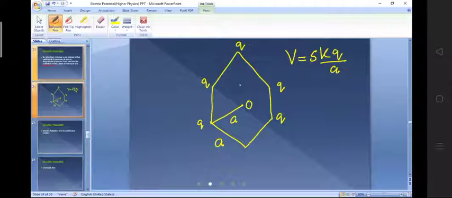And all those charged particles are equidistant from the center. So this is at a distance of A, this is also at a distance of A, this is at a distance of A, this is at a distance of A. So that's why 5 times KQ by A. Or we can write it like this as well: potential at the center point, at point O, will be 5 times Q divided by 4 pi epsilon naught multiplied by A. So this is the potential at the point O.